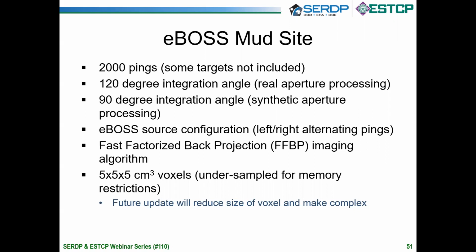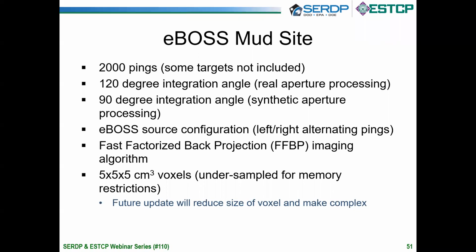With the 2-source configuration of the EBOS, we alternate ping. So we ping from the left source and then we ping from the right source and so on as we proceed down the track. For our imaging algorithm, we are now using a fast factorized back projection imaging algorithm. And a nice thing about that is we've been able to put that algorithm on a GPU, which greatly enhances the processing of the data.